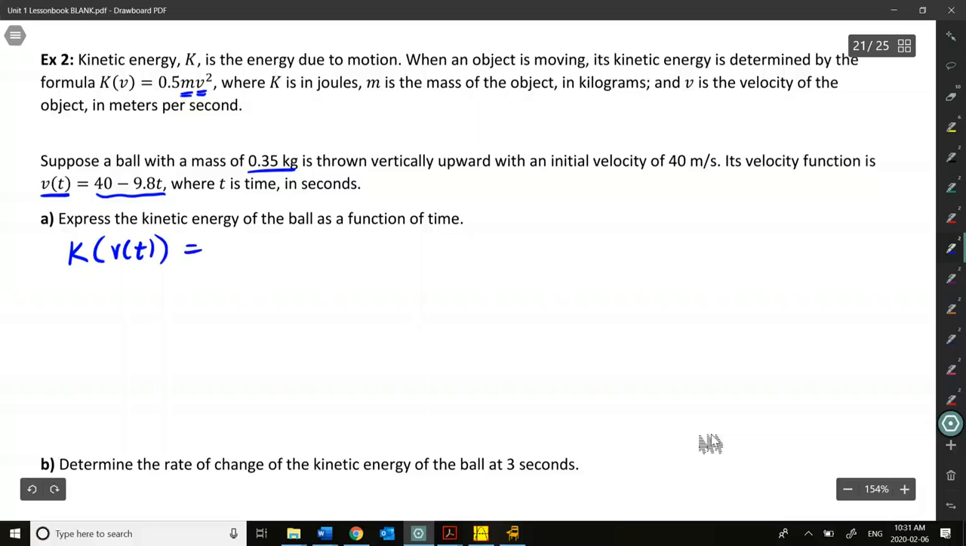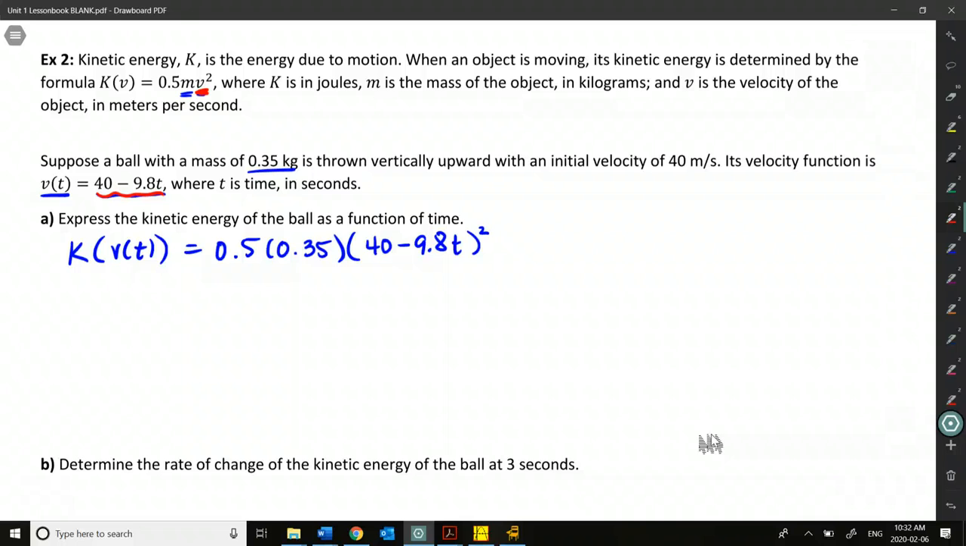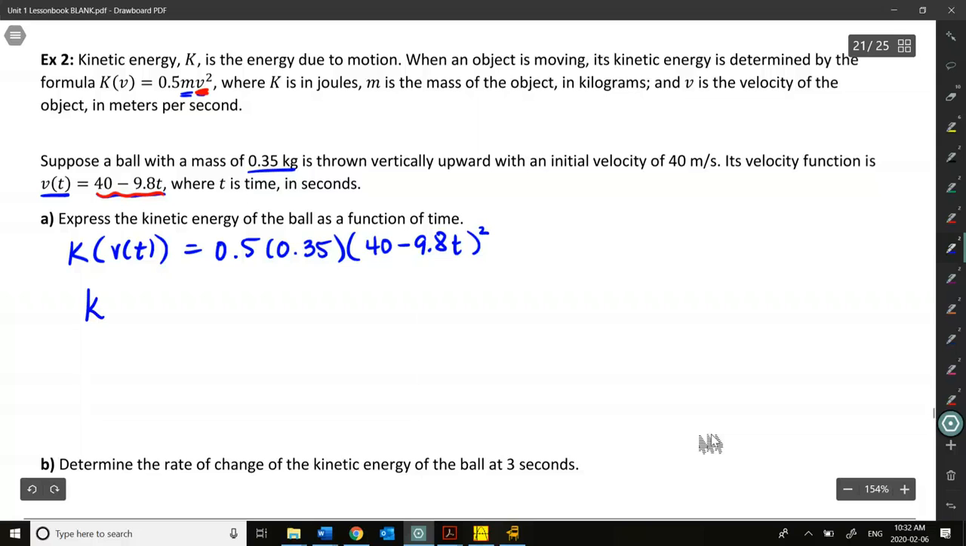It's kind of like the composition of the two functions. I'm going to plug in the mass, and then in place of velocity, I'm doing 40 minus 9.8t. Essentially just replacing v with its function v at t. That will give us kinetic energy at time t, so that will give us k at t. Here I'm just going to simplify these and then we'll have the equation.